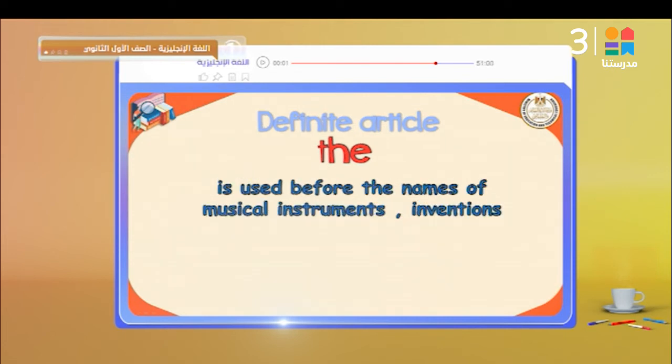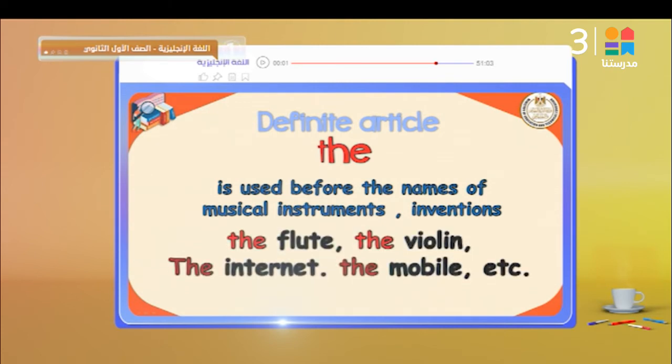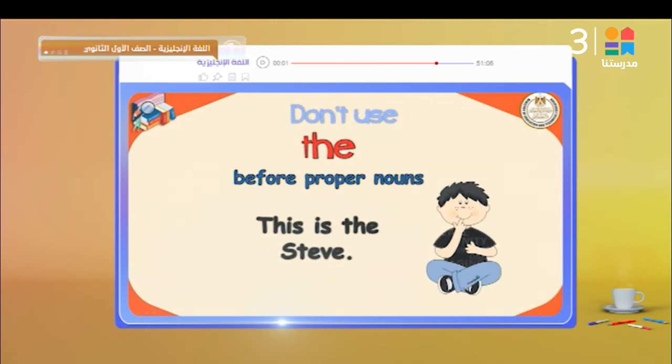We use the again with musical instruments. So we say the flute, the lute, the piano, the guitar, all the musical instruments. We don't use the with proper names. Proper names means the names of people. So we can't say the Steve. No, it's wrong. We can't say that.